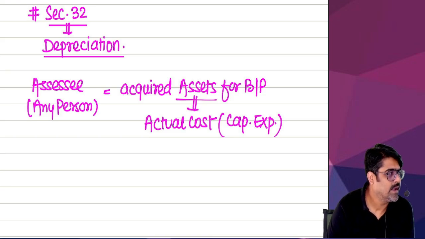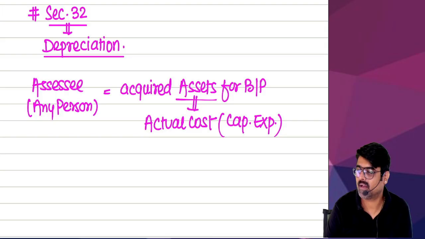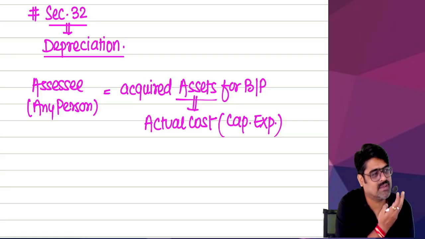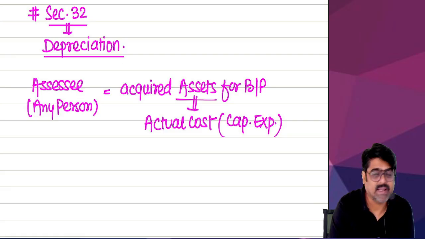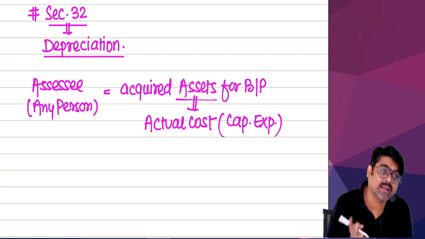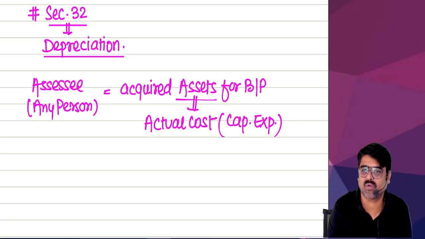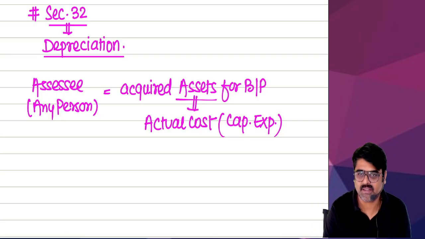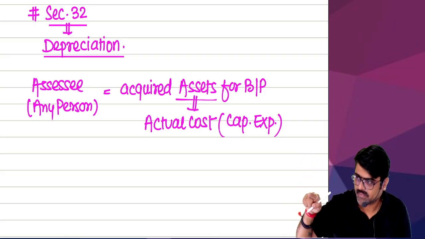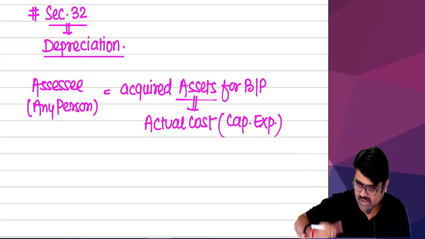Capital expenditure. Why capital expenditure? An expenditure which is incurred again and again on a recurring basis, that is a revenue expenditure. But any expenditure which is not incurred again and again on a recurring basis, that expenditure is known as what? Capital expenditure. So any cost of that asset is not incurred again and again.